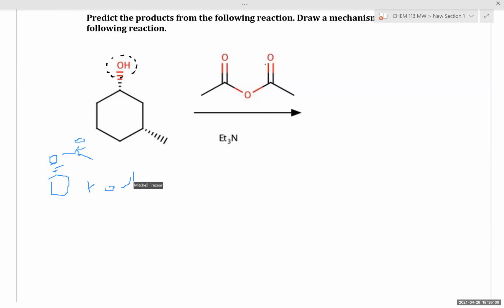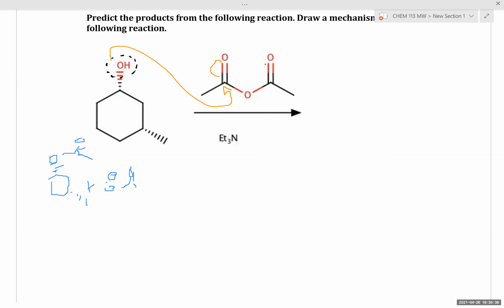So we have a predicted product of our acetylated alcohol and the acetate ion. Would anyone like to try to draw a mechanism for this reaction? We have these predicted products. Would anyone like to justify these product predictions with a mechanism?